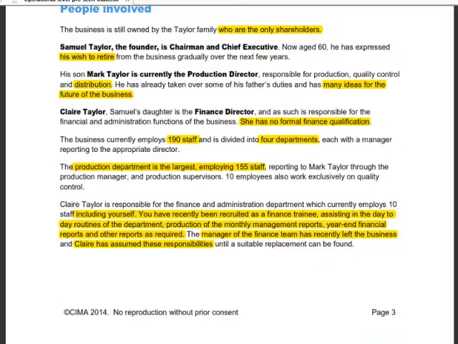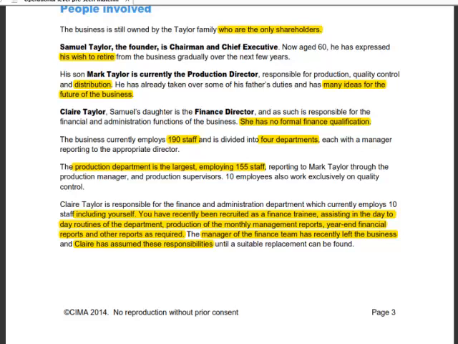Business is owned by the Taylor family, the sole shareholders. So there are no external shareholders to consider at this stage. The founder, Samuel Taylor, wants to retire from the business over the next few years, so there's going to be a change in ownership and perhaps a change in direction. His son is the production director. He's also responsible for quality control and distribution. He's already taken over some of his father's duties and has many ideas for the future of the business.